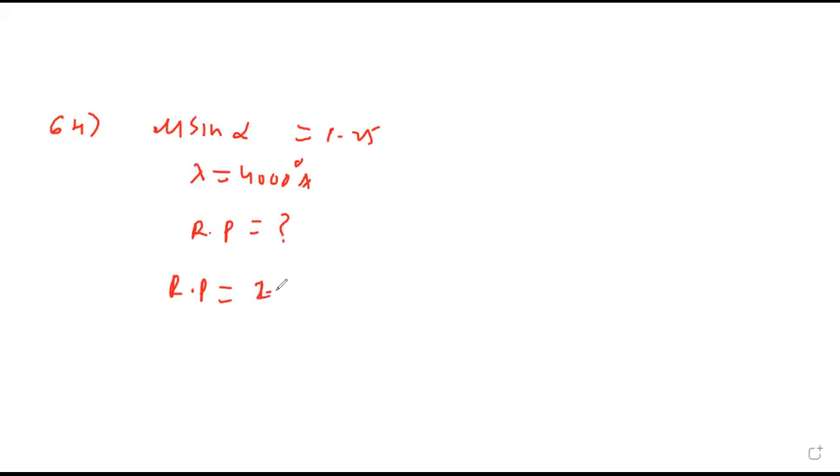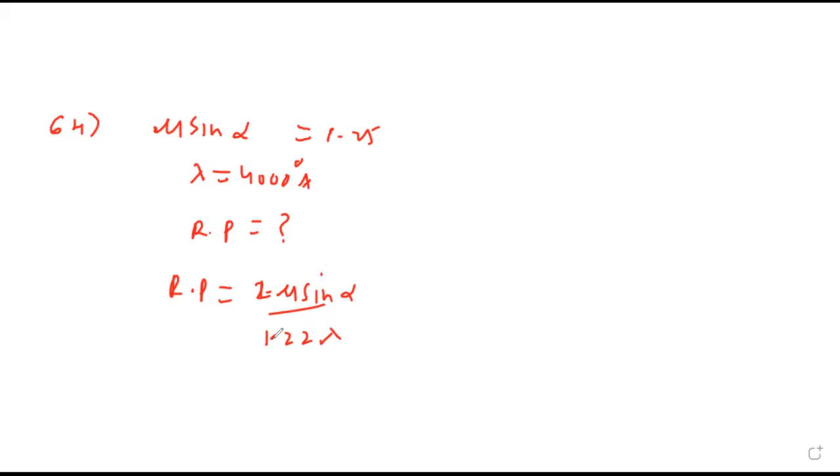64. Numerical aperture of an oil immersion type microscope. Numerical aperture means mu sin alpha together is called numerical aperture. It is 1.25, with transparent liquid between objective and object. The wavelength used for observation is 4000 angstrom. The resolving power of the microscope we want. Resolving power of a microscope is 2 mu sin alpha upon 1.22 lambda.